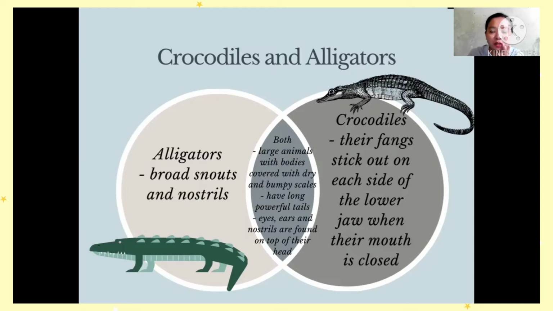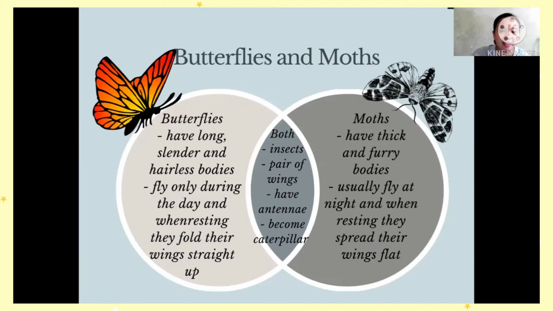Okay? And then both crocodiles and alligators are large animals covered with dry and bumpy scales, and both of them have long, powerful tails. Their eyes, ears, and nostrils can be found where? On top of their head.